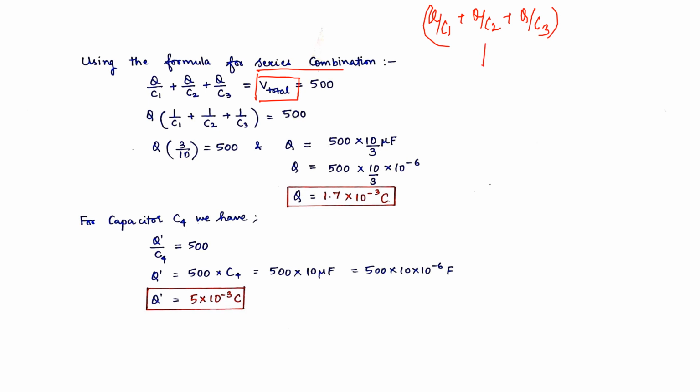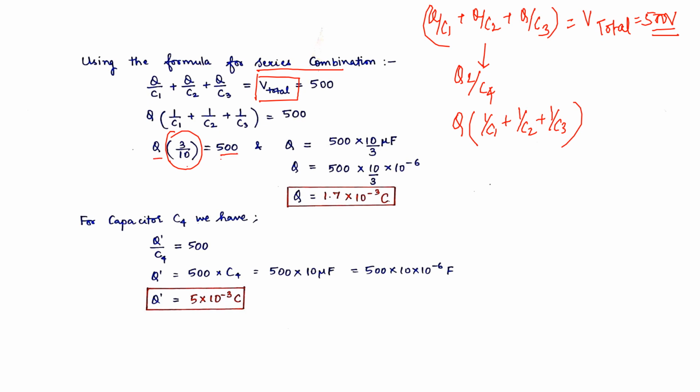is in parallel with Q dash upon C4. So this equals V total. This total voltage will be 500 volt. Okay. Now Q is common, we will take it out and we get 1 upon C1 plus 1 upon C2 plus 1 upon C3. The value of 1 upon C1 plus 1 upon C2 plus 1 upon C3 we know from the equivalent capacitance we found previously. So that is 3 upon 10. Q into 3 upon 10 equals 500.